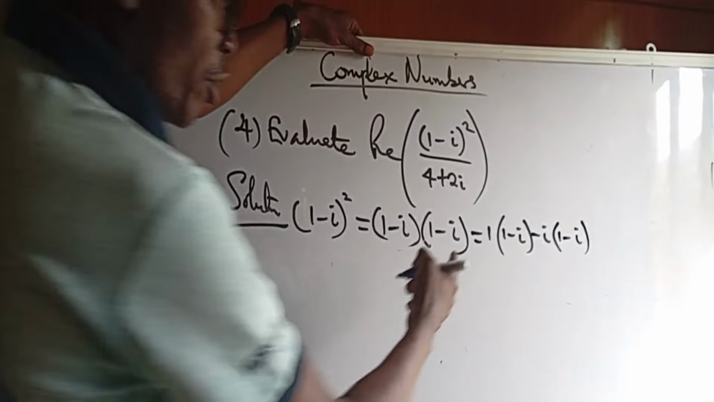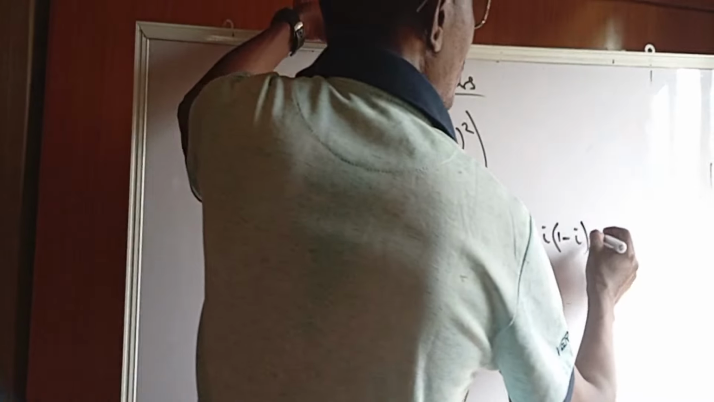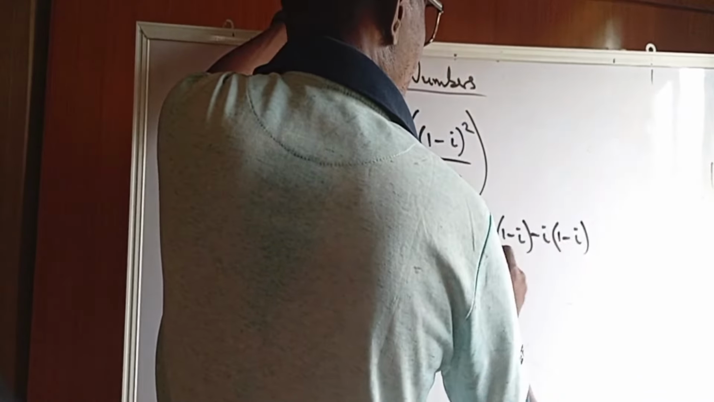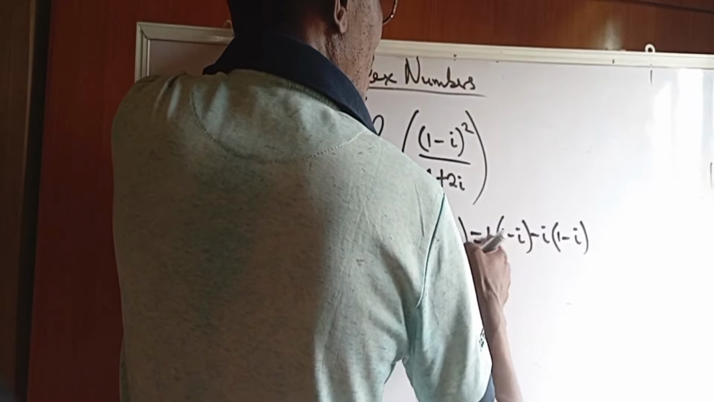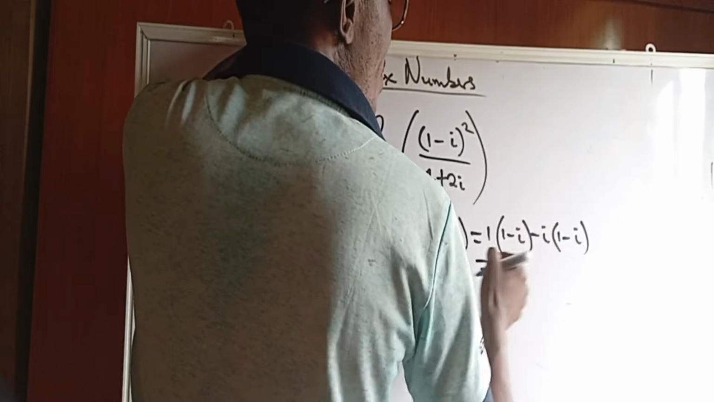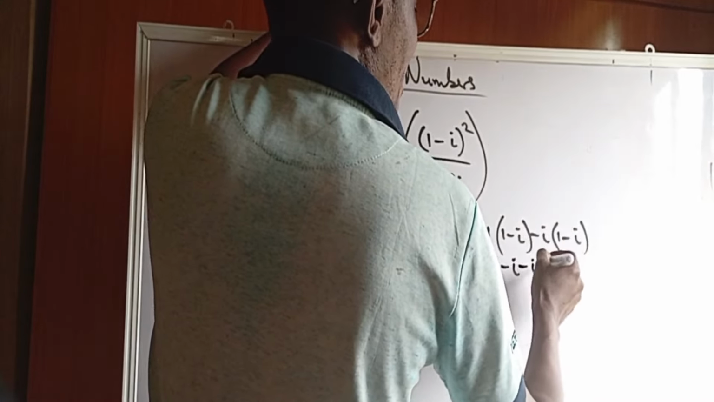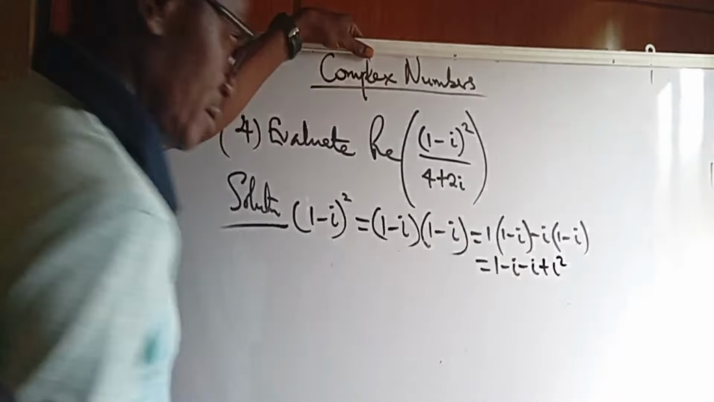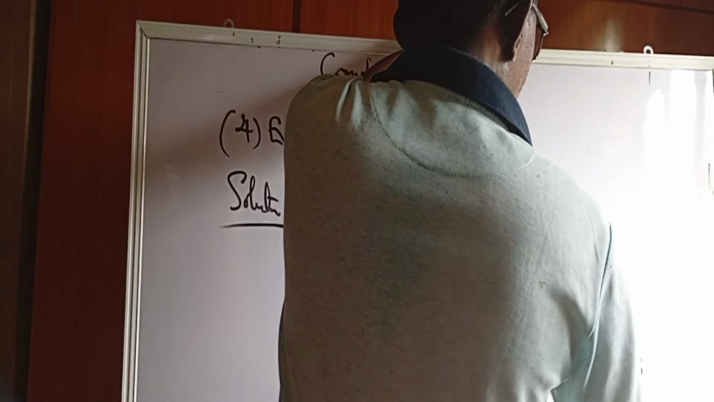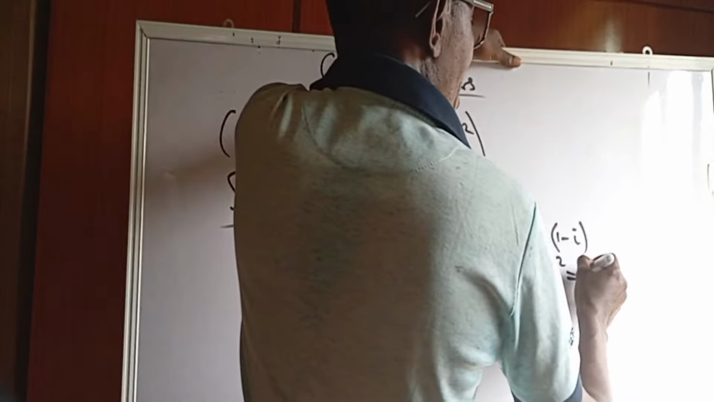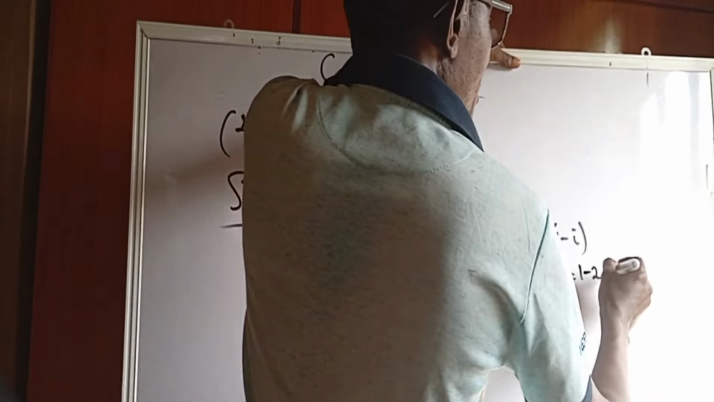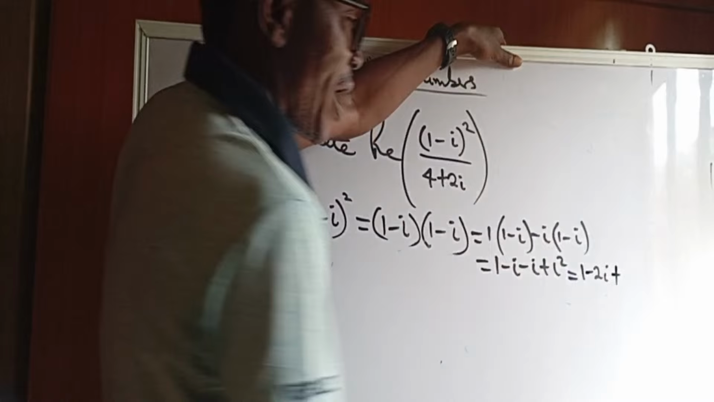So by the time you open this up, you're going to have, let me write it here: 1 times 1 is 1. 1 times minus I is minus I. Minus I times 1 is minus I. Minus I times minus I, that's plus I squared. So that will give us 1 minus I minus I plus I squared, and what is I squared? Minus 1. I hope you can still remember that.